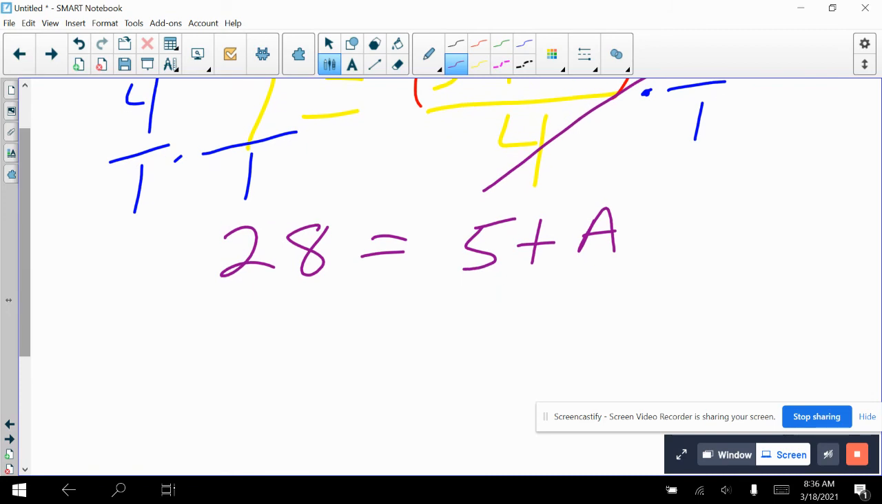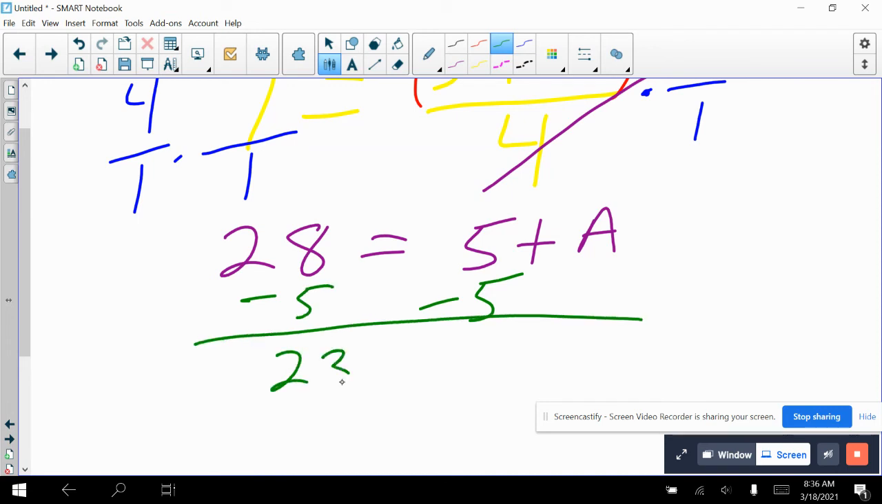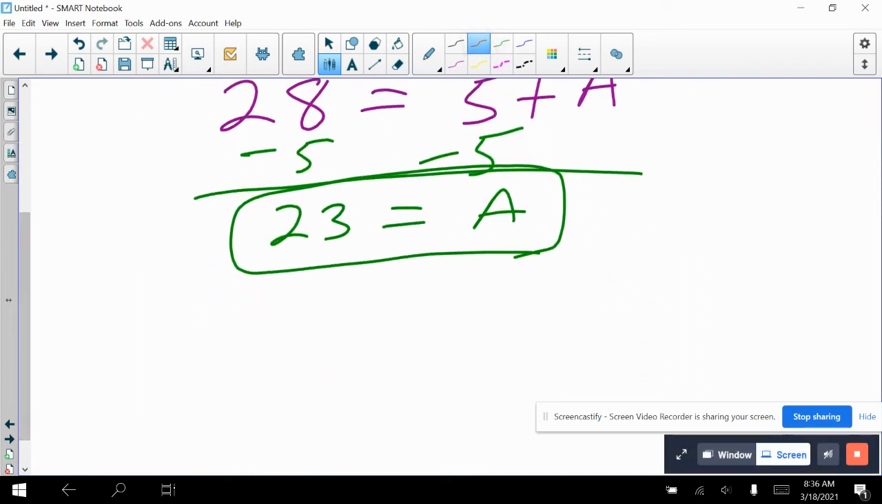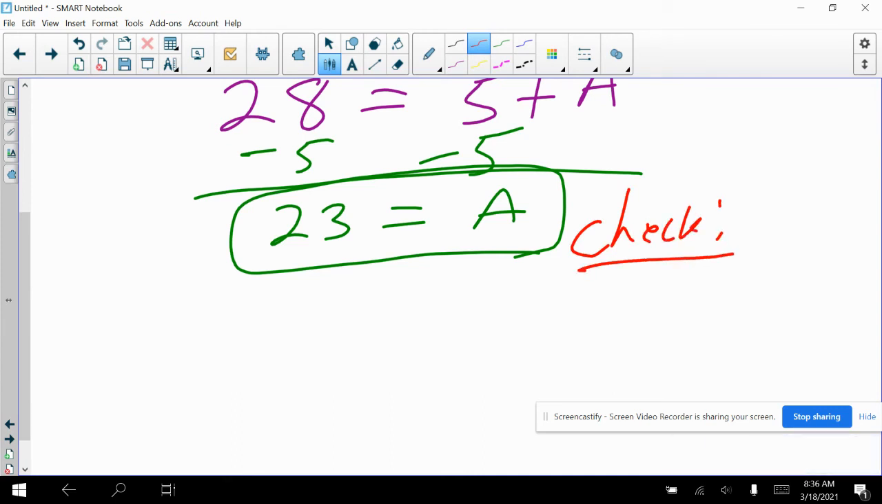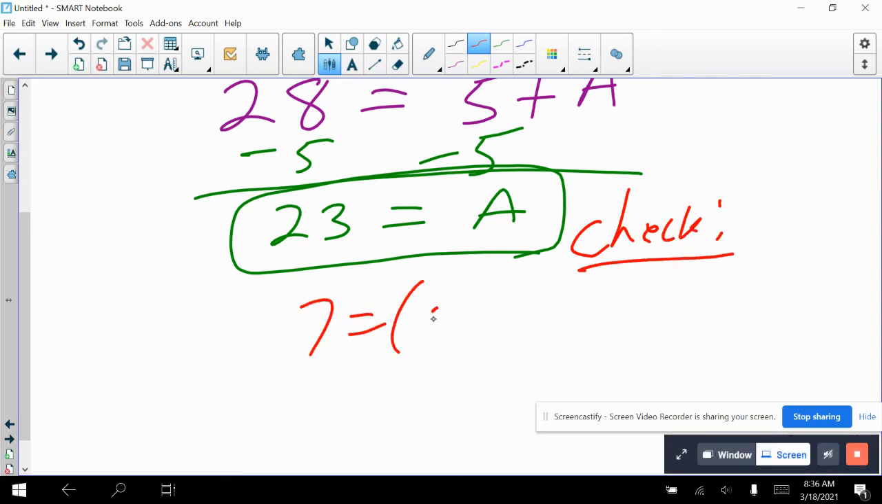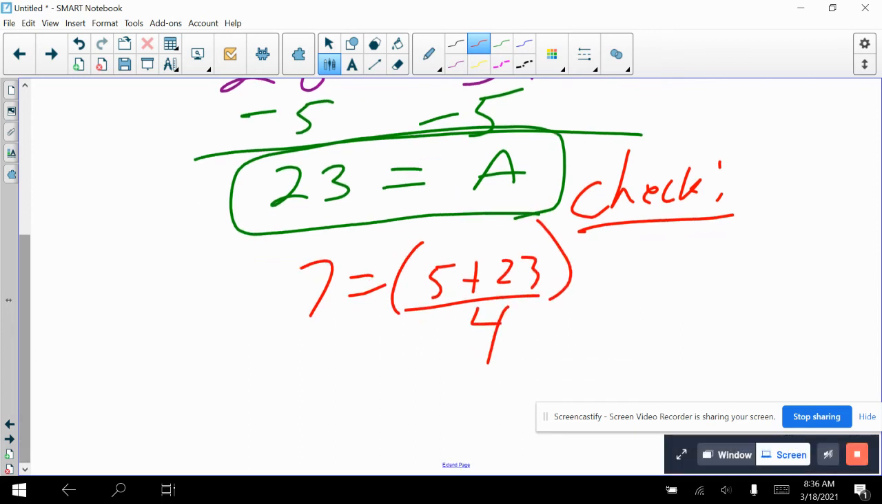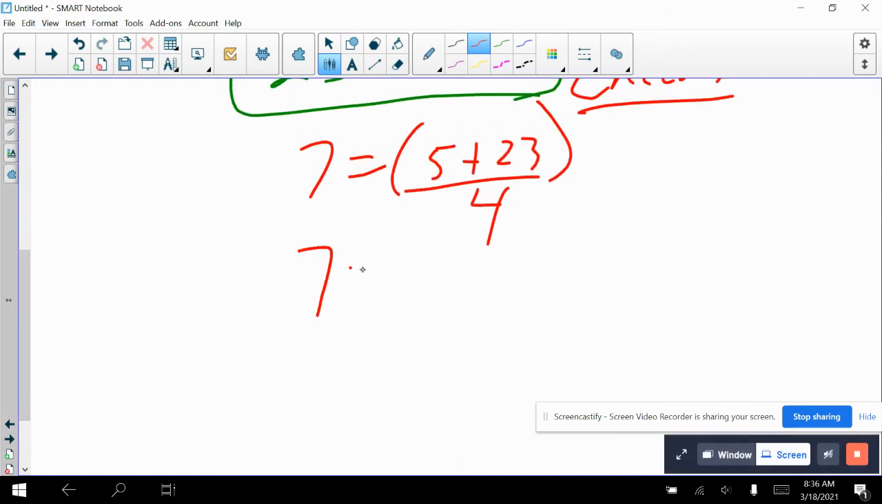And now we come down to a very simple one-step equation. That's what we think our solution is anyway. So if we plug that back in to check that we did it right, we have 7 is equal to 5 plus 23, divided by 4. 7 is equal to 28 divided by 4. And yes, 7 is equal to 7. That is correct.